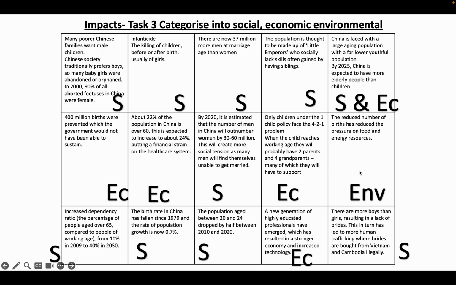So yeah, you can use this grid, a lot of data here really to develop your points, and if you're using this in the right way, there's no reason why you shouldn't get a level 3.